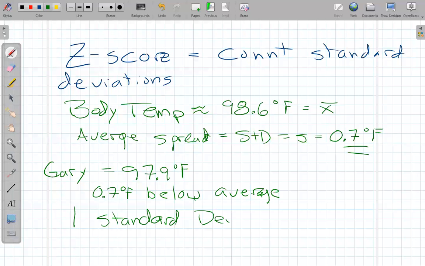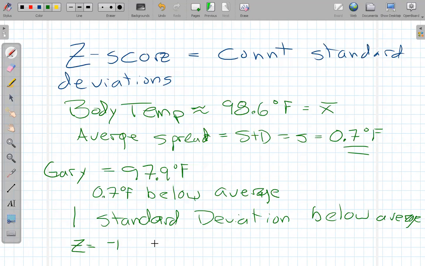Standard deviation. All right, make believe that says average over there. So my z-score is a count of standard deviations, and I am 1 standard deviation below average, so my z-score must be -1, because I'm exactly 1 standard deviation below average. If you were 98.6 plus 0.7, what would that be? 99.3. If that was your temperature, then you would be 1 standard deviation above average. Could you be a fraction of a standard deviation?